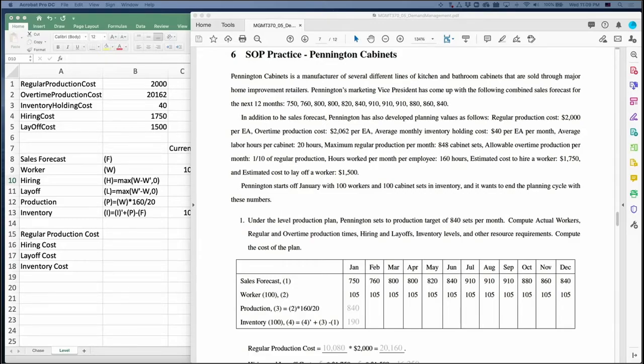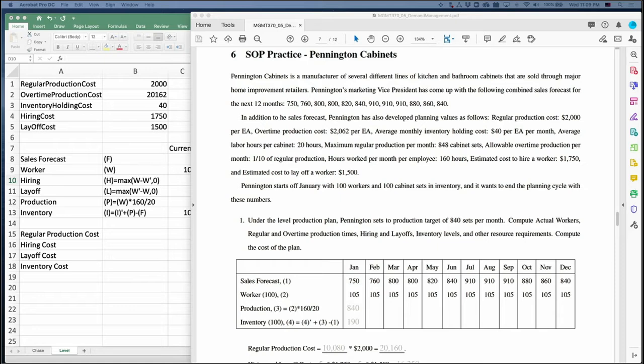This video explains the sales and operation planning idea. There are two different SOP strategies. The first one is a level production strategy. The second one is a chase production strategy.